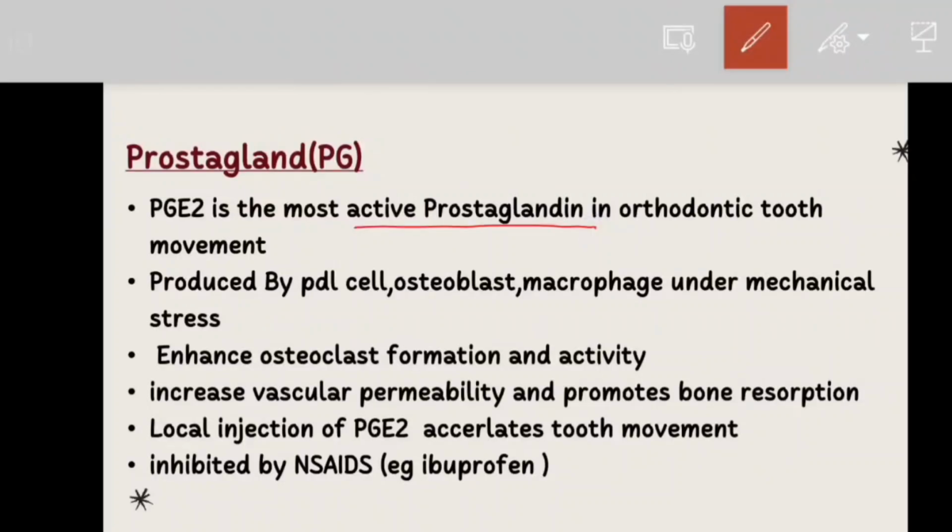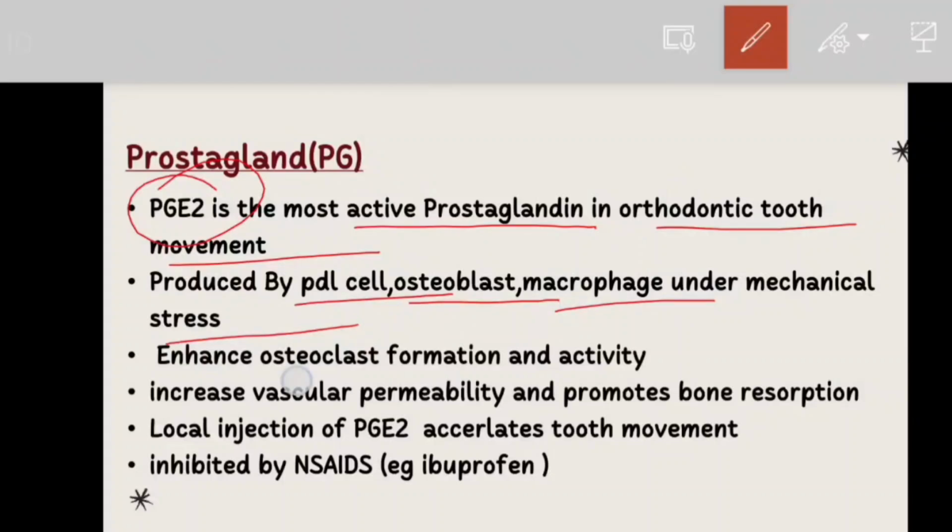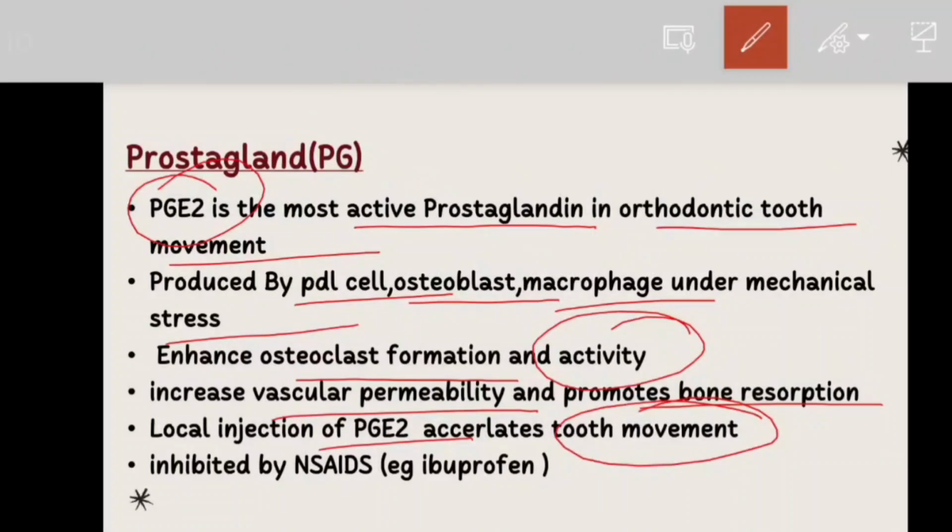PGE2 is the most active prostaglandin in orthodontic tooth movement. So the exam point is PGE2 is the most important prostaglandin. It is produced by the PDL cells, osteoblasts and macrophages when mechanical stress is applied. Its function is that it enhances osteoclast formation, enhances osteoclast activity, increases vascular permeability and promotes bone resorption. The clinical point is local injection of PGE to accelerate tooth movement. Which drugs slow orthodontic tooth movement? The answer is NSAIDs such as ibuprofen, because they inhibit prostaglandin production.